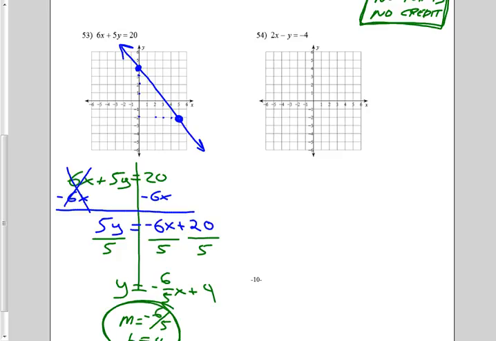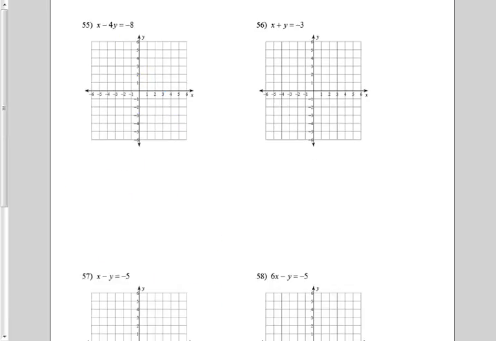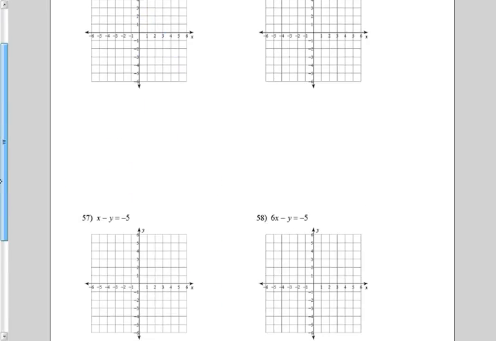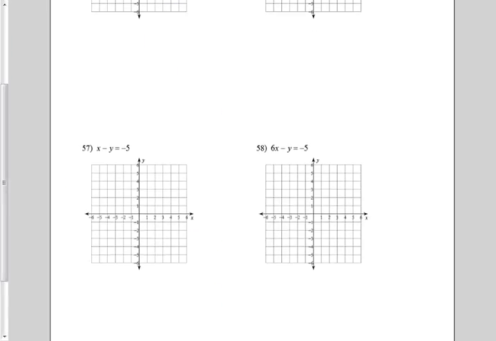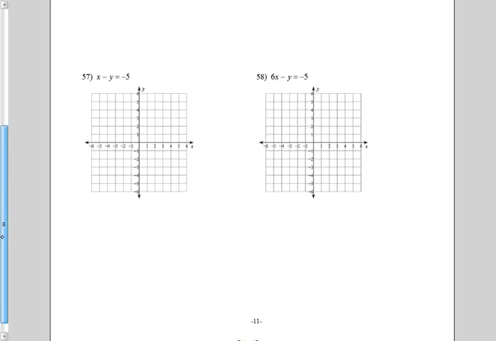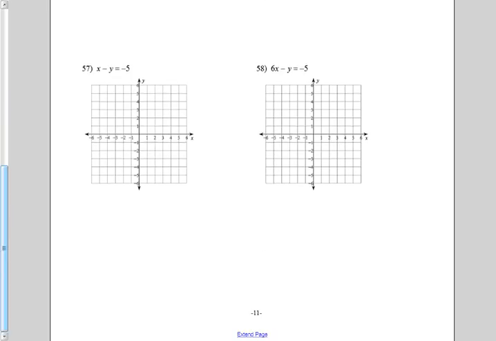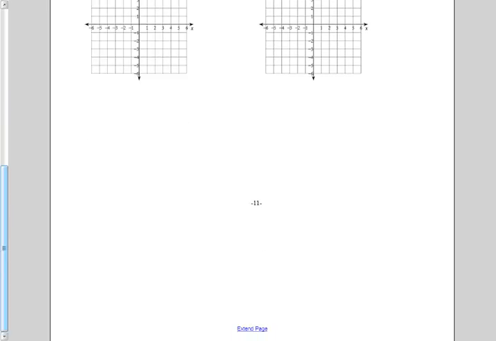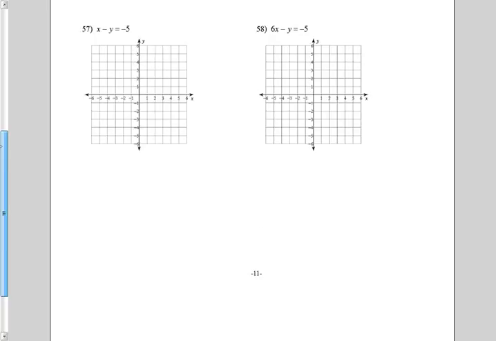So, let's go back to number 58. Let's say in 58, we should already have an answer there. But let's show how we could enter that into the calculator without doing all the work of solving for y, because the calculator will accept this.